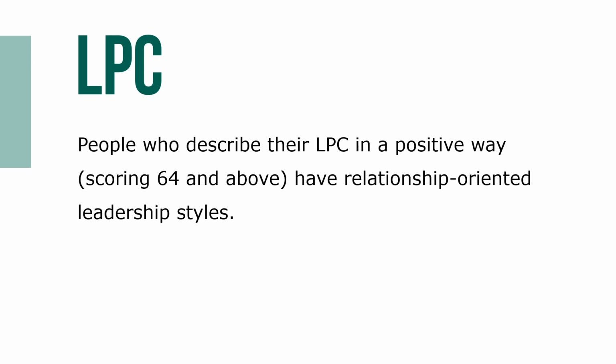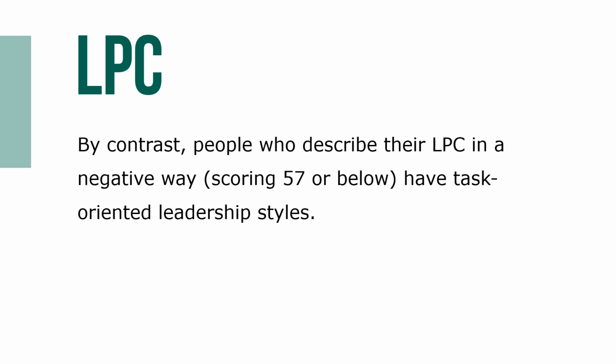People who describe their LPC in a positive way, scoring 64 and above, have a relationship-oriented leadership style. After all, if they can still be positive about their least preferred coworker, they must be people-oriented. By contrast, people who describe their LPC in a negative way, scoring 57 or below, have a task-oriented leadership style. Given a choice, they'll focus first on getting the job done and second on making sure everyone gets along. Finally, those with moderate scores from 58 to 63 have a more flexible leadership style and can be somewhat relationship-oriented and somewhat task-oriented.